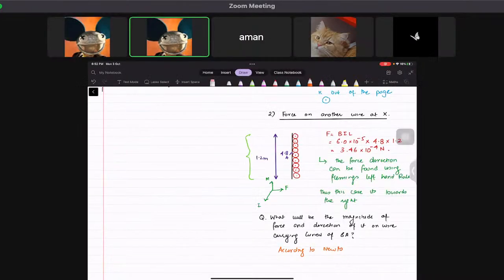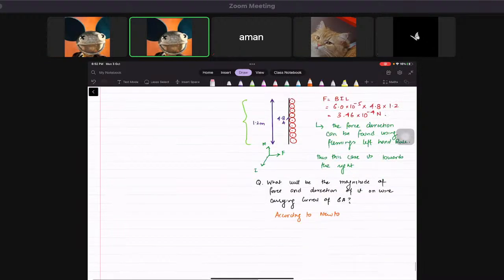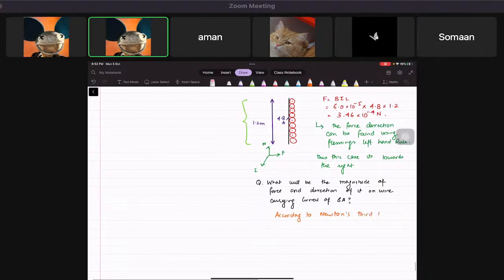Okay, all right, we're back. So then, according to Newton's third law, we're going to write it like this: wire X will apply a force of 3.46 times 10 raised to minus 4 newtons to the wire carrying 6 ampere current to the left. Is it clear, everybody?